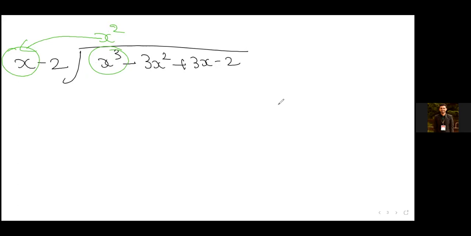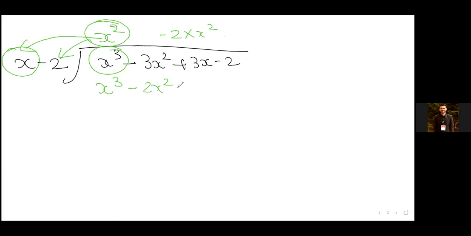No, that is minus. No, that is not the answer. You made a small mistake, I guess. The first term is correct, the x square. You obtain x cube, right? Then you need to multiply this x square with the second term, that is minus 2. Minus 2 into x square, how much do you get? Nothing but minus 2x square.